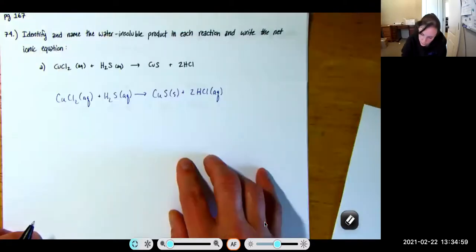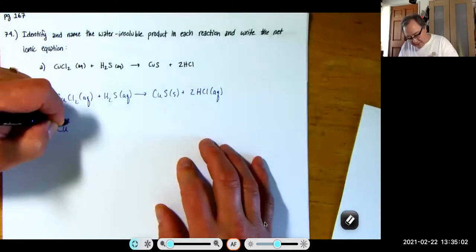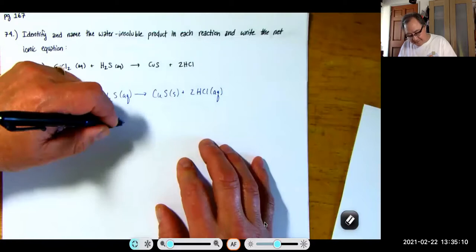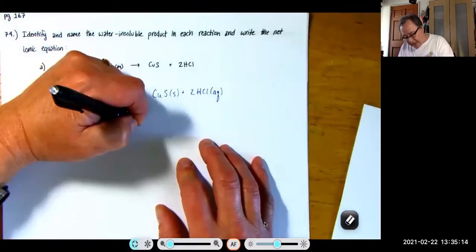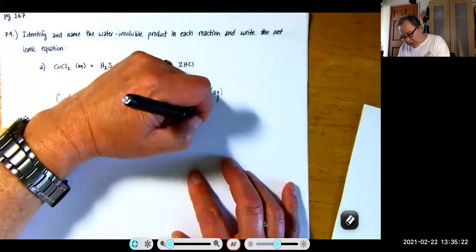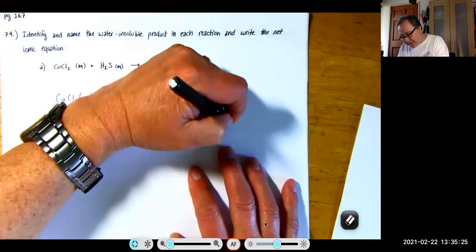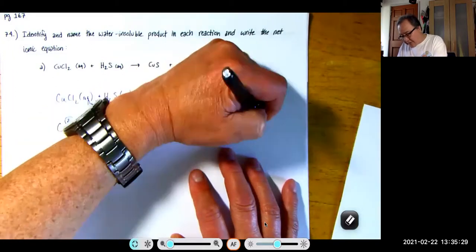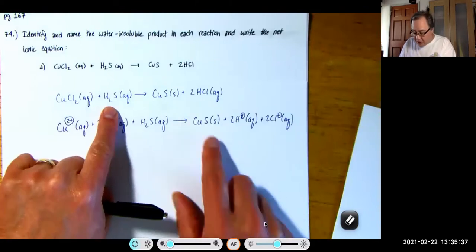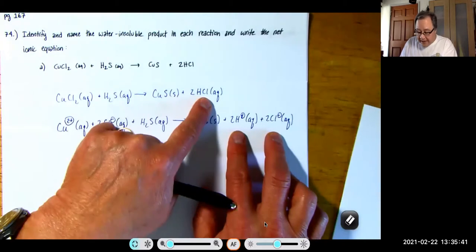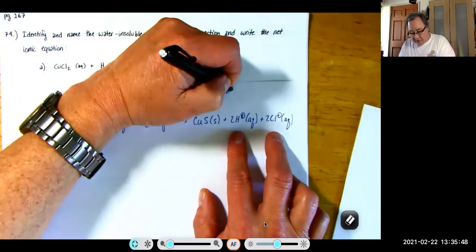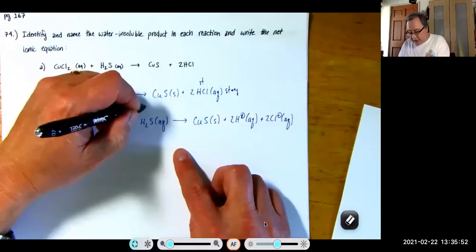For the net ionic, we know it's a copper 2 ion that's aqueous, and two chloride ions that are aqueous. Since this is a weak acid, it's H2S aqueous. And we have copper 2 sulfide, solid. Then we have 2 H pluses that are aqueous and 2 chlorides that are aqueous. H2S is an acid too, but the reason we separate the protons from the anion for HCl is because it's a strong acid. So this one's strong, this one's weak, and look at how we treat weak acids and how we treat strong ones.